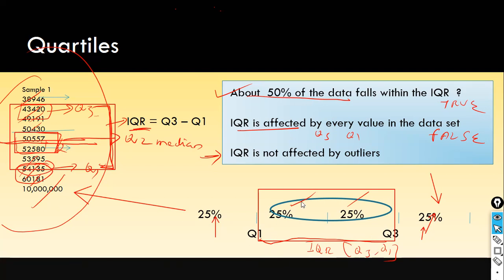Between Q3 and Q1, we have 50% of the data, right? So this area is called your IQR. Hence, this IQR is not affected by the other quartile values, and IQR is not affected by outliers, because the outlier range is this one. It is nowhere related to this one. Q3 minus Q1 is your IQR. Where does the outlier come into the picture? Nowhere, right?